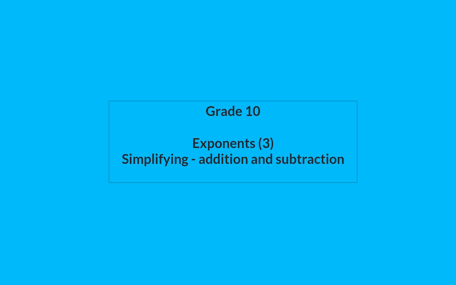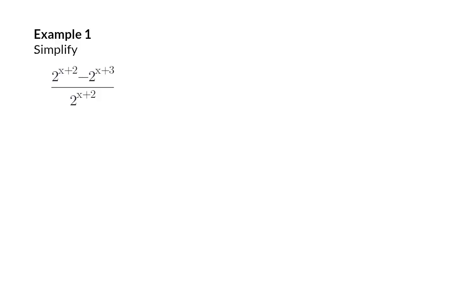In this video, we're going to have a look at simplifying when there's more than one term in the numerator or denominator. In the first video on exponents, I mentioned that the laws can only be used per term. Here in our numerator, we now have two terms separated by the minus. For this reason, we cannot now, just because the bases are the same, add up the exponents.